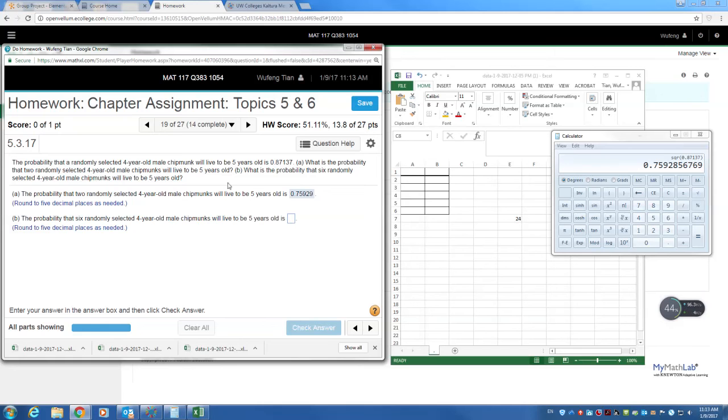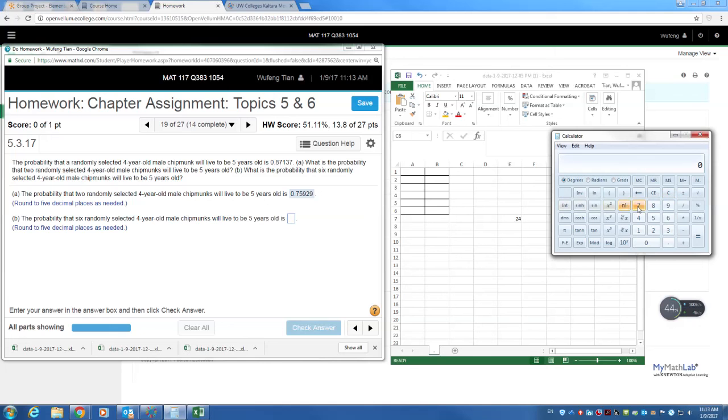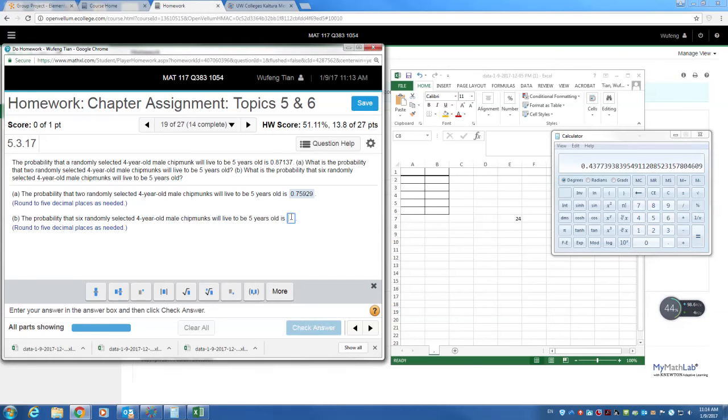What is the probability that 6 randomly selected will live? Okay, so just use that probability multiplied 6 times. 0.87137 raised to the 6th power equals, 5 decimals.